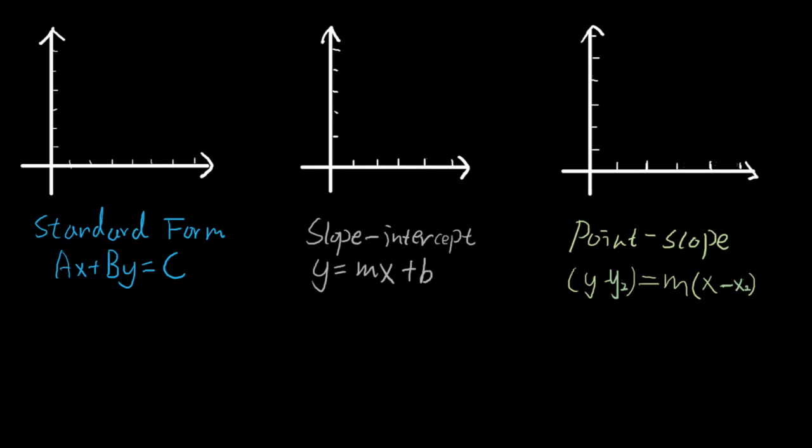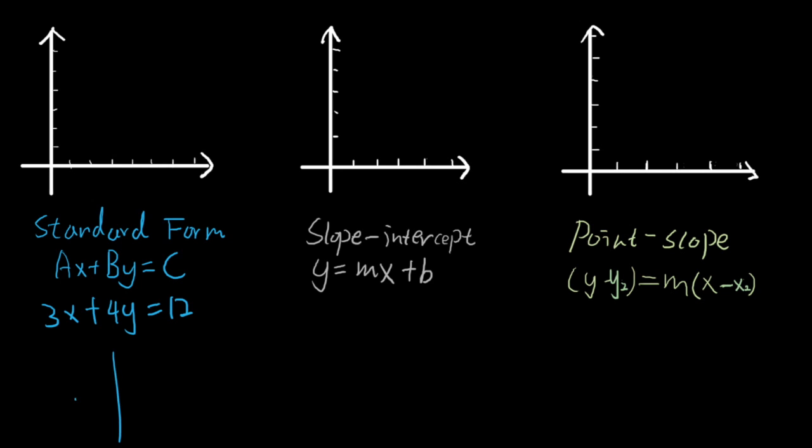Today we're gonna talk about how to graph the three forms, which are standard form, slope intercept form, and point slope form. Starting off with standard form: Ax plus By equals C, that's the equation of this form. Let's make an example. I'm gonna set it as 3x plus 4y equals 12. That's our example over here.